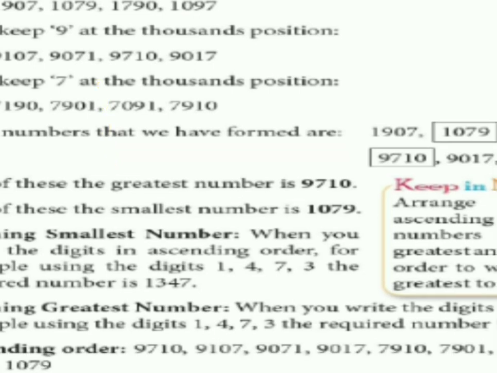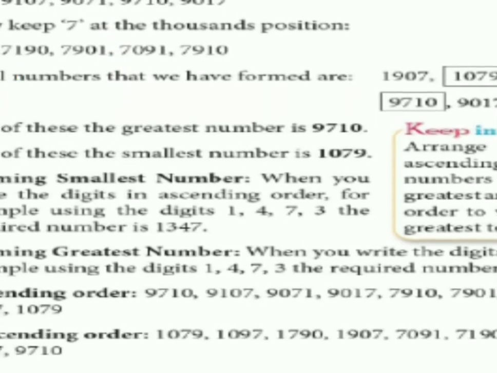So as you can see, out of these, 9710 is the greatest number, and 1079 is the smallest number. For forming the smallest number, when we put the digits in ascending order, it will be our smallest number, and when we put the digits in decreasing order, it will be our greatest number.